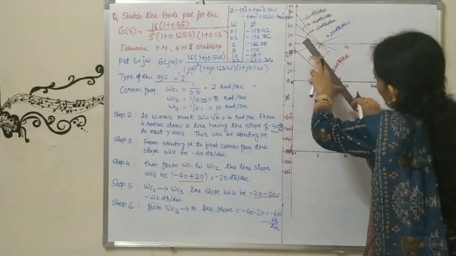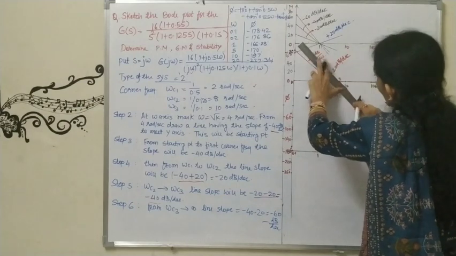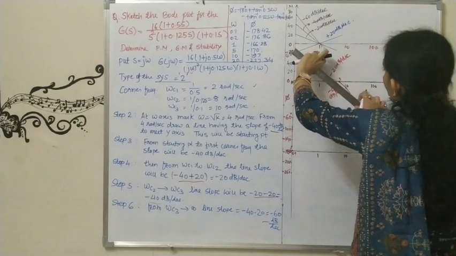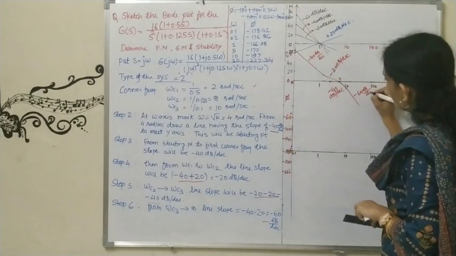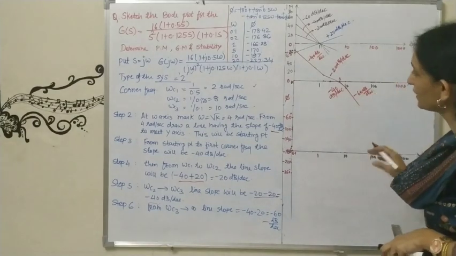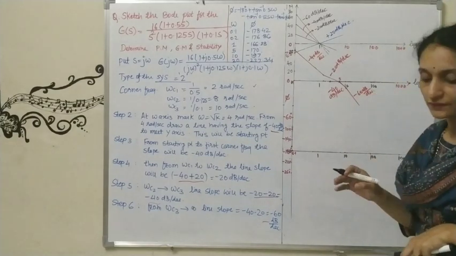Look at this, here I am showing the line slope of minus 60 dB per decade. So this is minus 60 dB per decade. We have completed the magnitude plot. Now we will start with the phase plot.